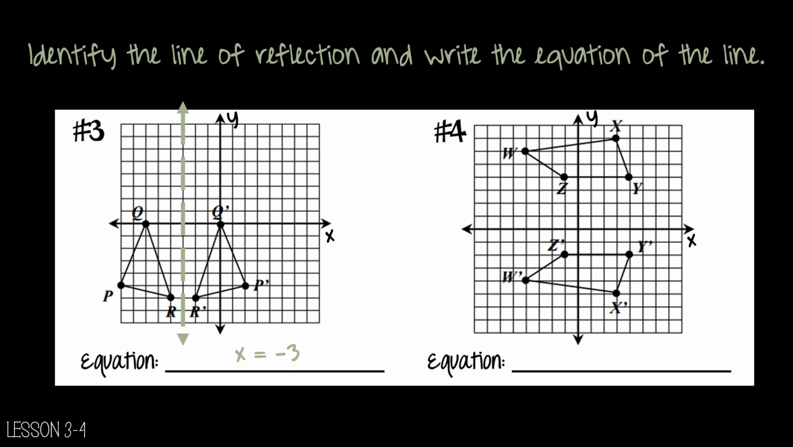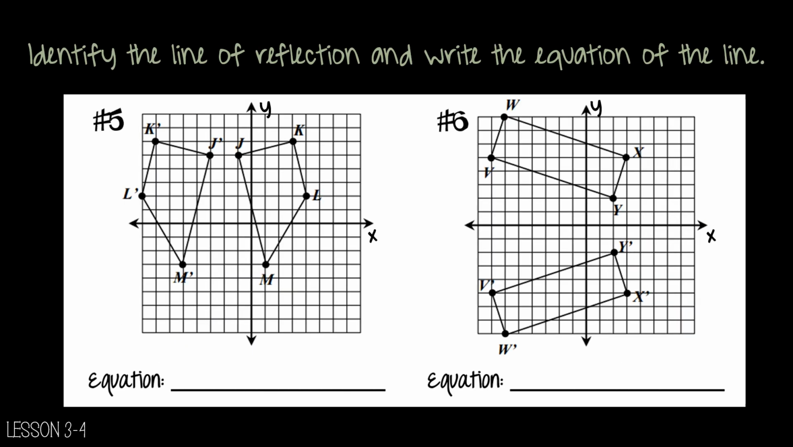Okay, let's look at number 4. It's a horizontal line, so it's going to be y equals something. It's not the x-axis because that pre-image is up farther. So we could count between the corresponding parts and find right in the middle. And that is right in the middle. From point Z to that line is 3. And from that line to z prime is also 3. Okay, there's our line. It's y equals 1.